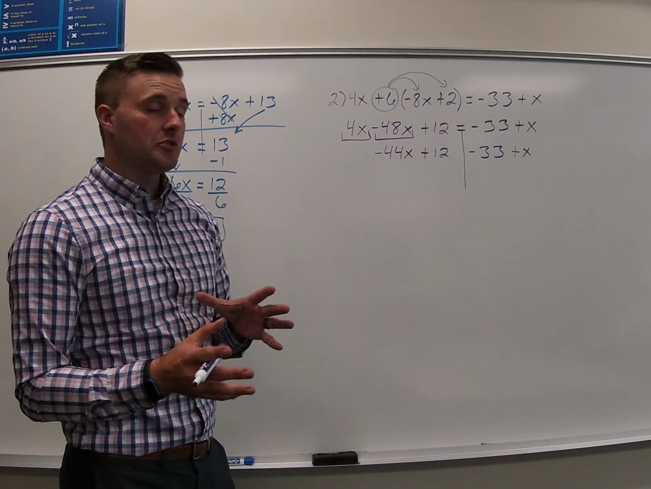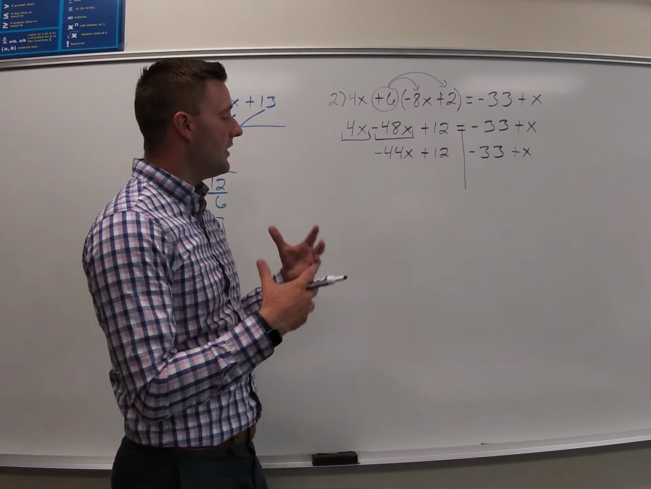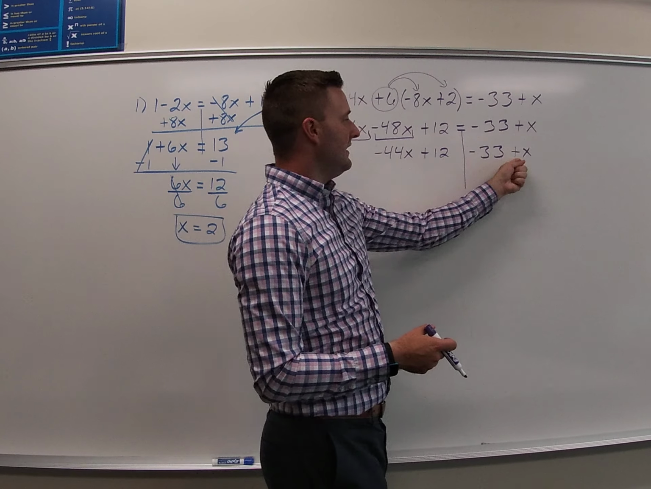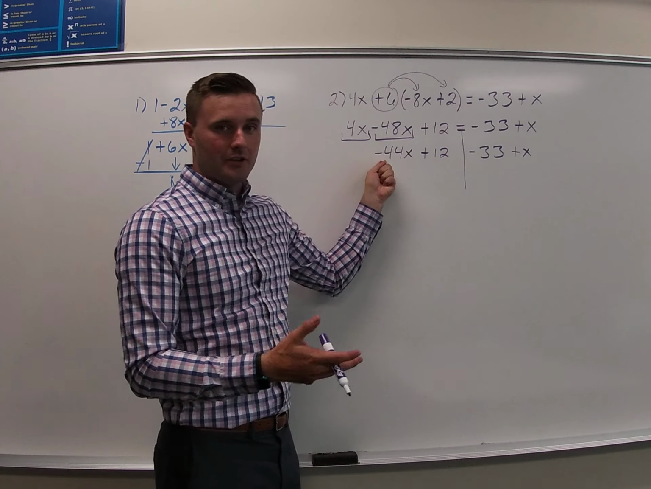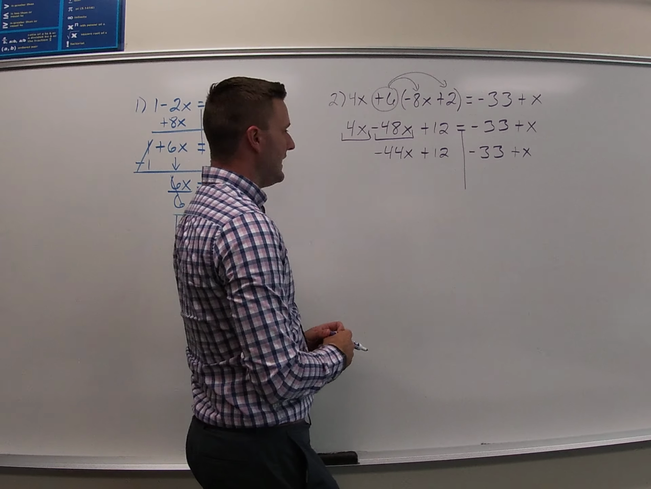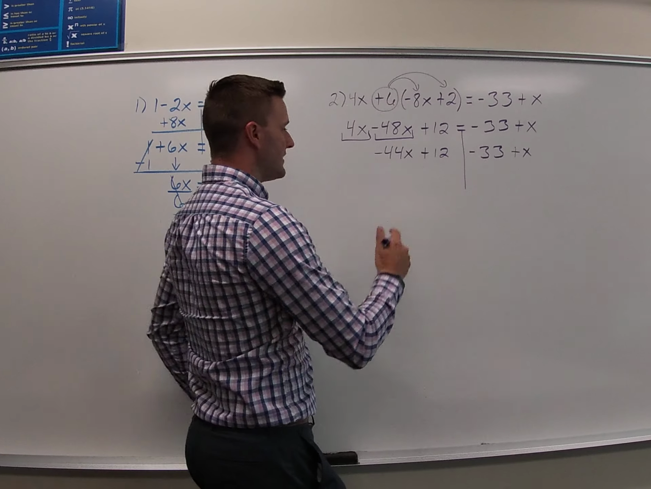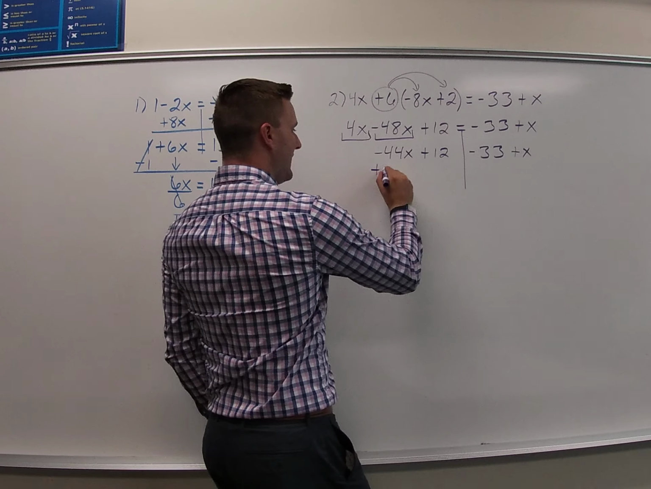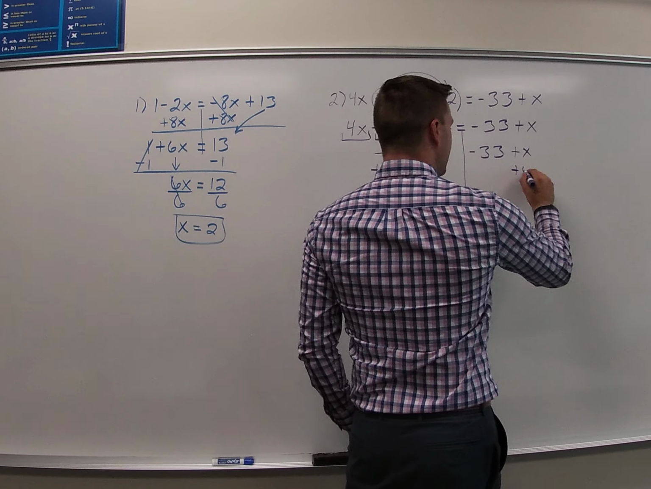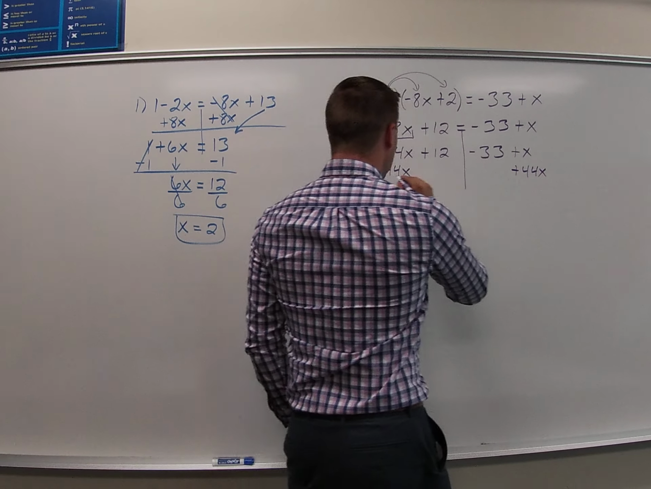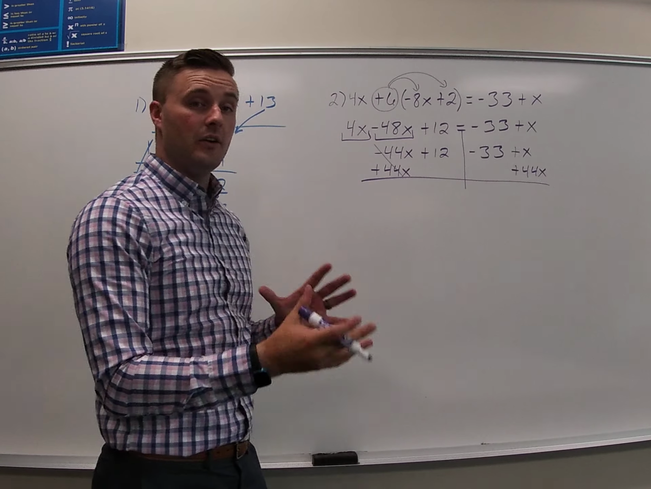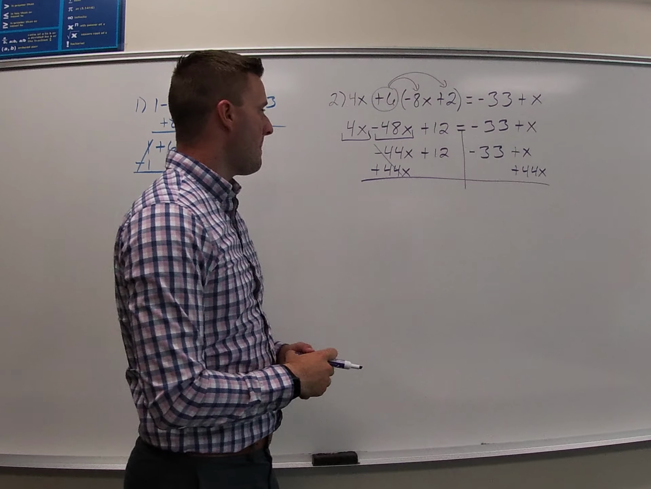I think it's easier to move the smallest number first. So on a number line, it's better to have $1 in your bank than to owe $44 to your bank. So the smallest number is this -44x. So I'm going to move that to the other side of the equal sign. How do I do that? By adding 44x to both sides with its like term. So I'm not adding 44x to the -33 because they don't have the same variable.